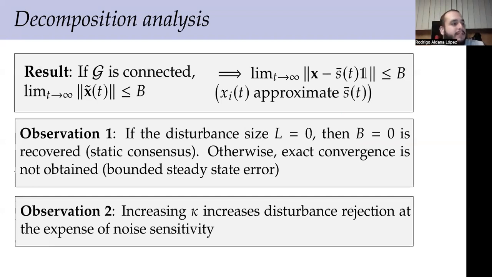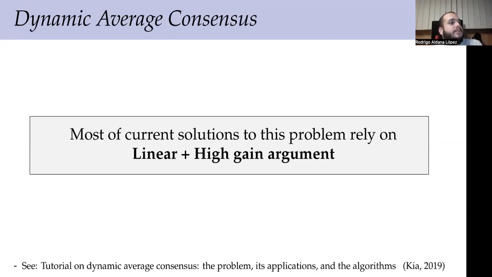And the second observation is that if you increase kappa, of course, you can make this smaller, okay? But you will be more sensitive to noise, which is expected as well. So that's the most that you can achieve with a linear algorithm. And most of the current solutions that you find in the literature are based on these two arguments. So you have a linear correction term, and you have a high gain argument to achieve, let's say, approximate consensus. Okay. So you can find all this in a very useful tutorial here.